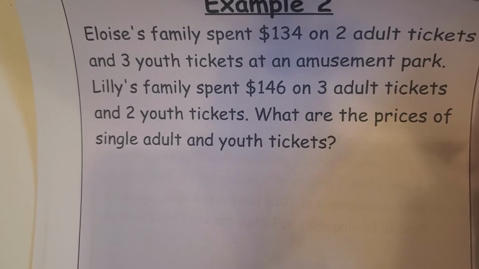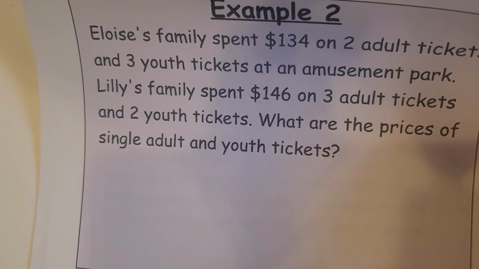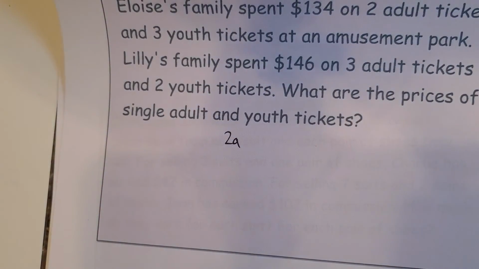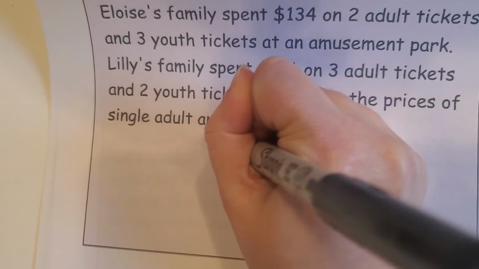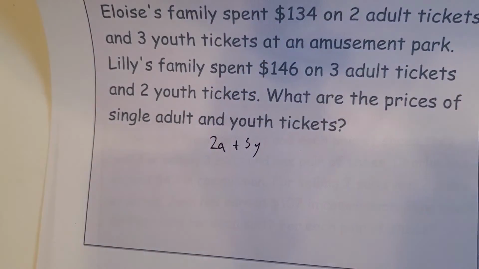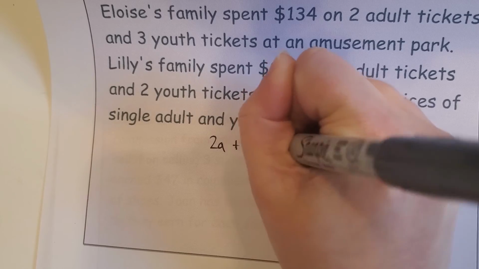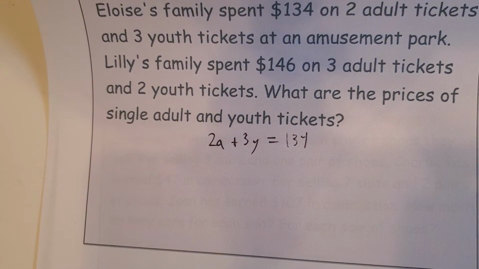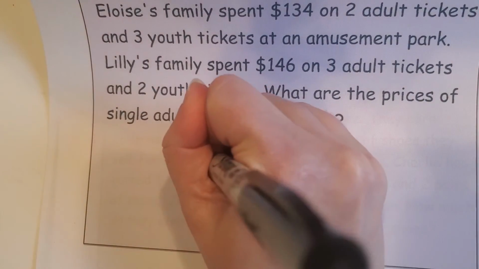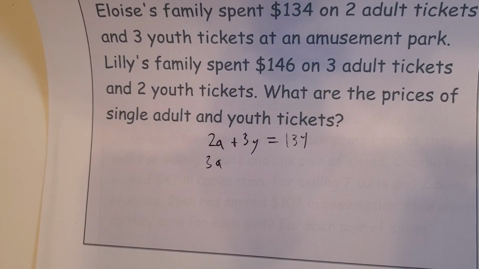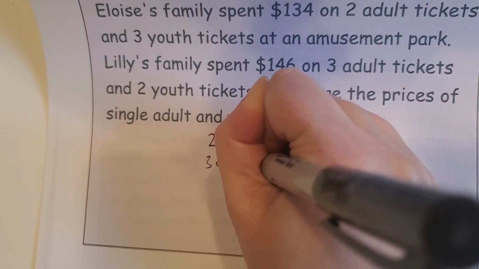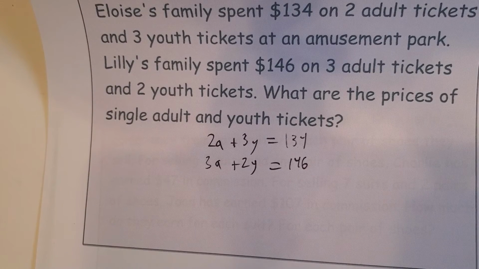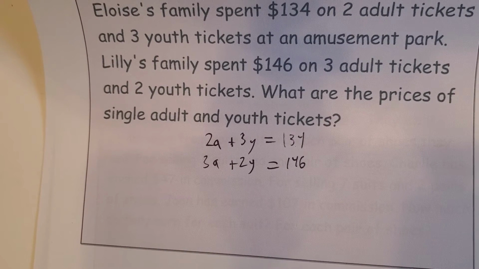So Eloise bought 2 adult tickets and 3 youth tickets. So I'm going to switch it up a little bit, and I'm going to say 2A, A for adult tickets, plus 3Y, Y for youth tickets. And she spent a total of $134. Lily bought 3 adult tickets, so 3A, and 2 youth tickets, so 2Y, and she spent $146. And that's your system, all right?